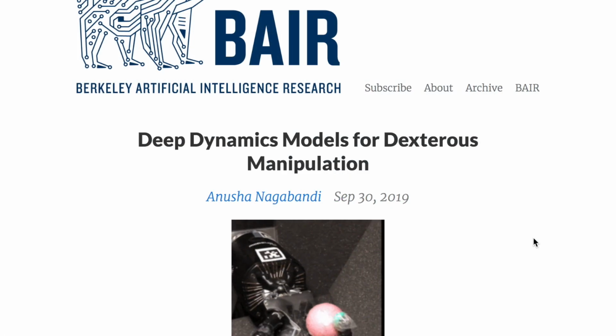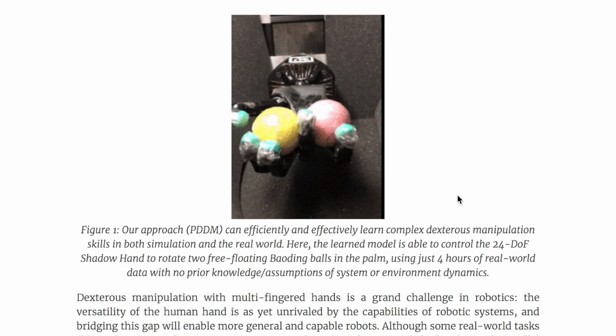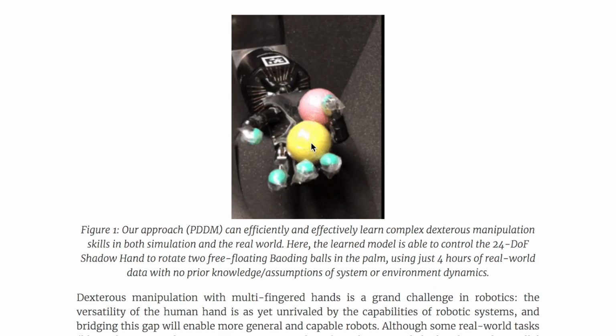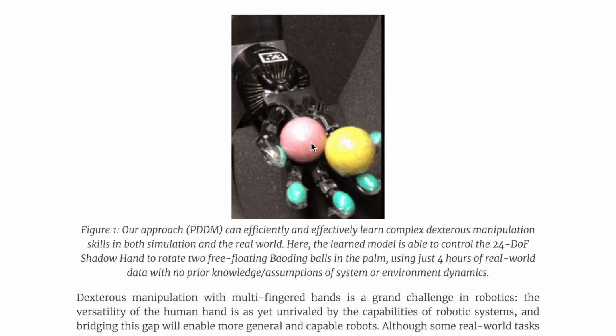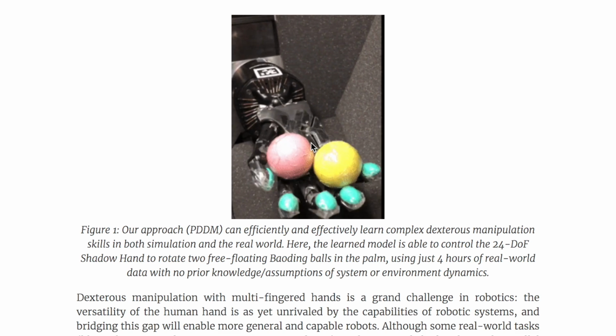Berkeley's AI Research Lab posted a really interesting blog post about the success of model-based reinforcement learning for deep dynamics models for dexterous manipulation. In this task, there's a 24 degrees of freedom robotic hand that's rotating these boating balls in its palm as a sample task to demonstrate the ability of dexterity.